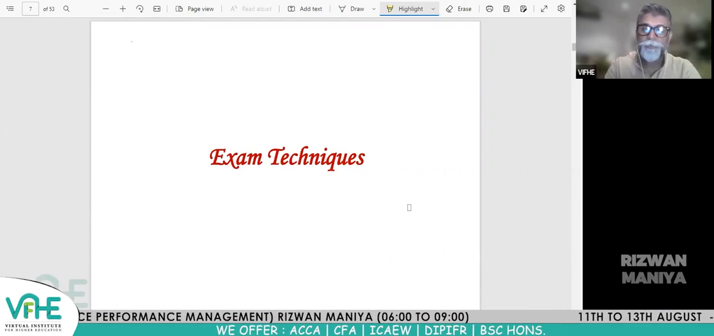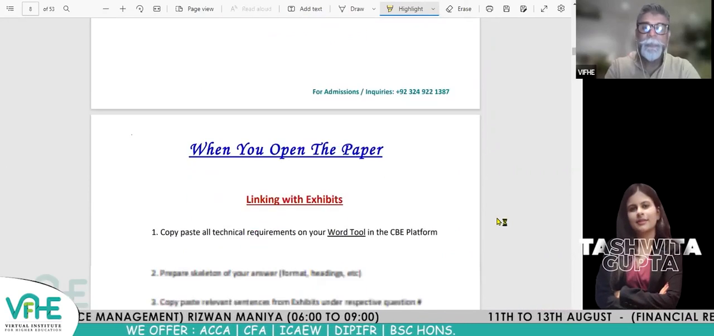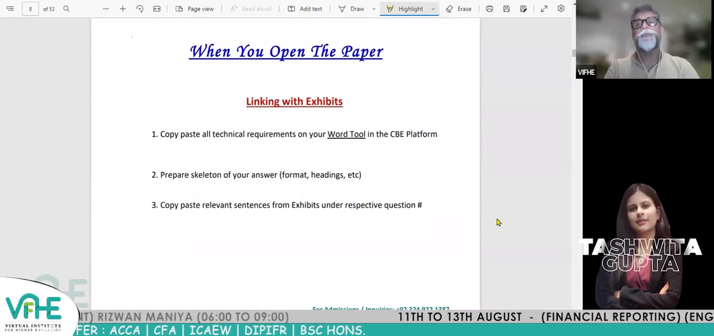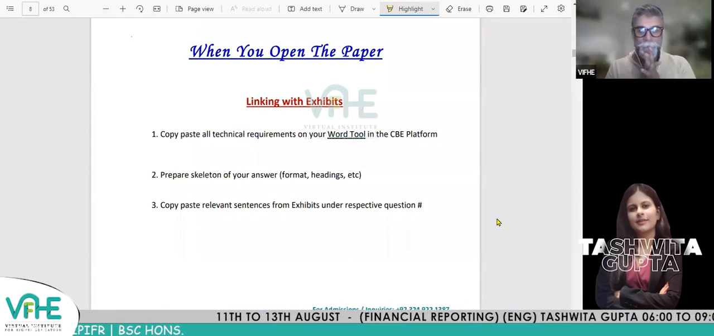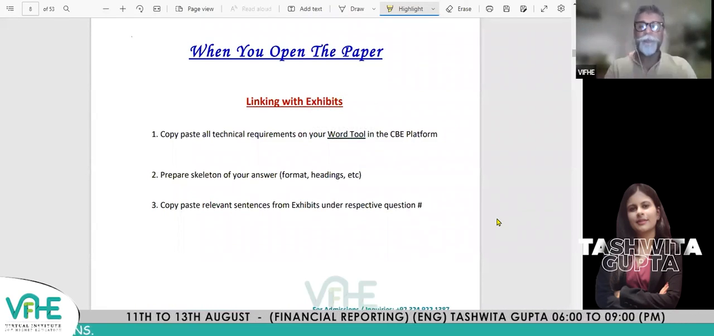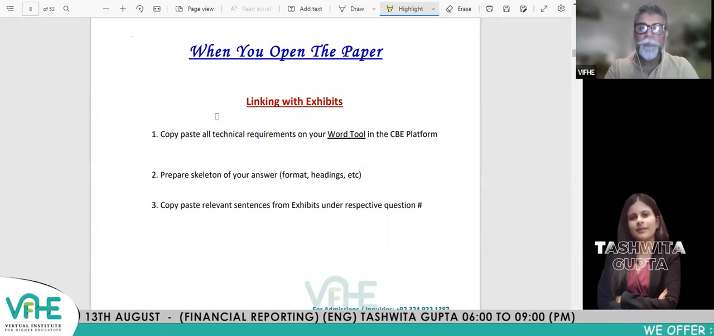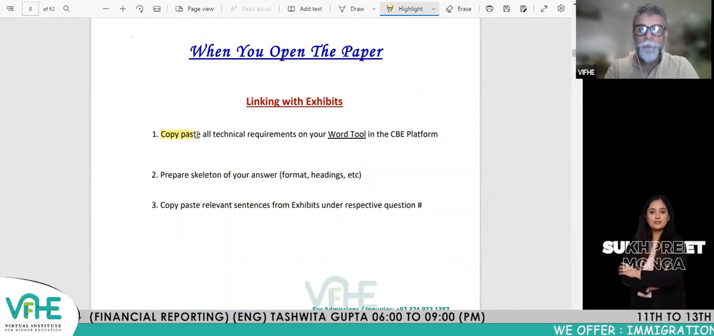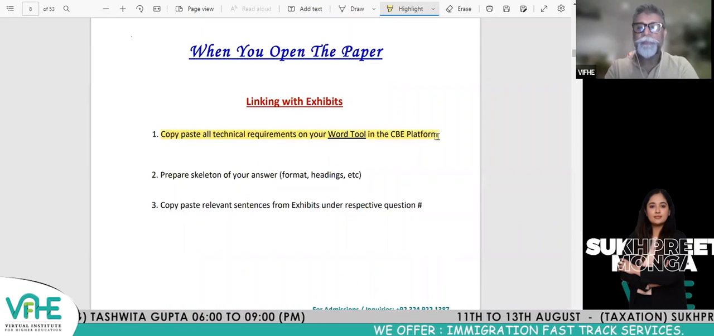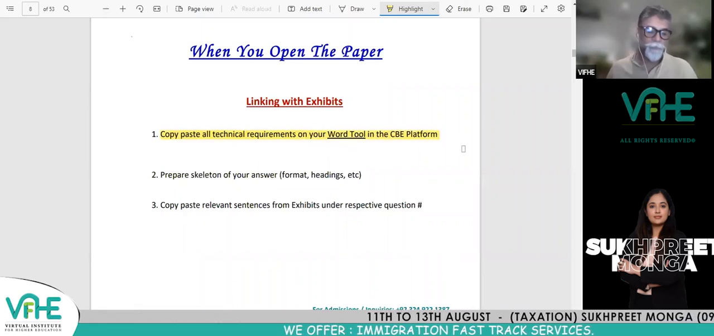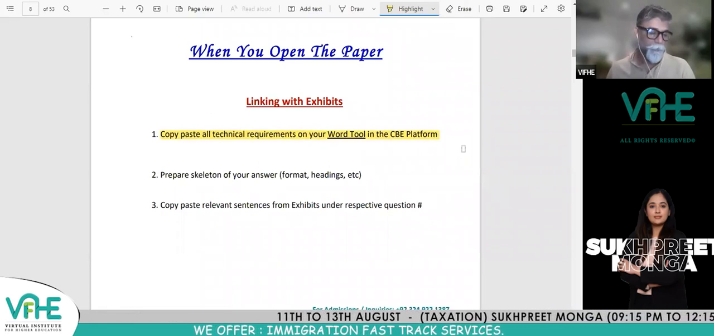All right, Bismillah. The first thing, when you open up your paper on the CBE platform, is to copy and paste all technical requirements onto your Word tool in the CBE platform. That's very important.